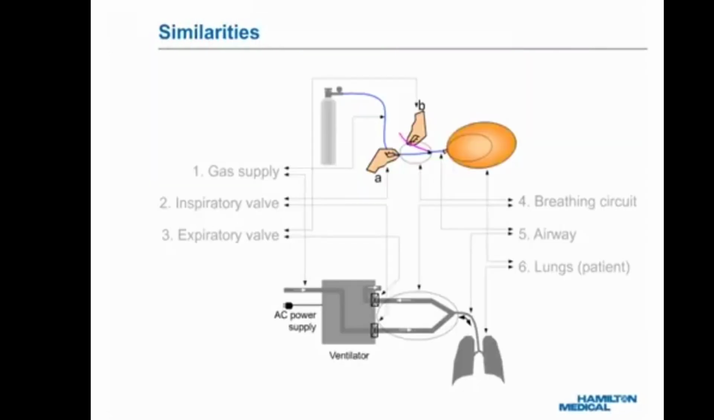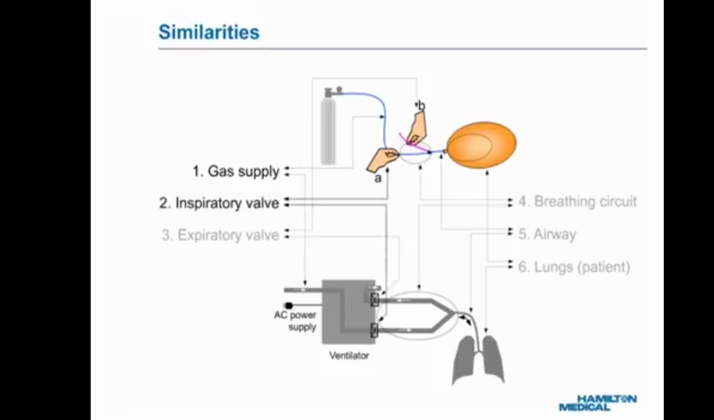The balloon model is highly comparable to a real ventilator system. 1. The cylinder in the model corresponds to the high-pressure gas supply provided for the ventilator system. Actually, a ventilator system needs the supply of two gases, high-pressure oxygen and high-pressure air.